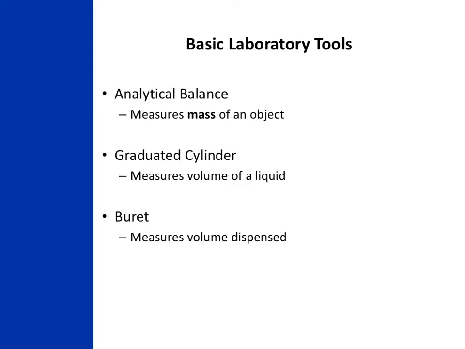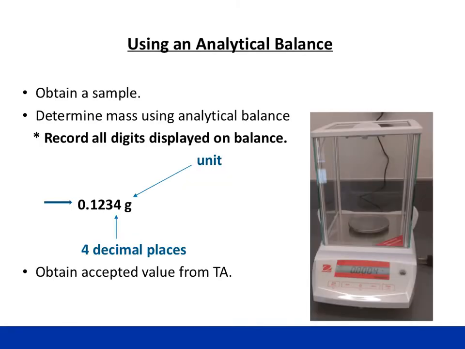The analytical balance is used to measure the mass of an object. These are typically going to be objects that are solids. Graduated cylinders are used to measure volumes of liquids that are of smaller amounts. Burettes are used to measure the amount of volume dispensed and are used in particular instances such as titrations.